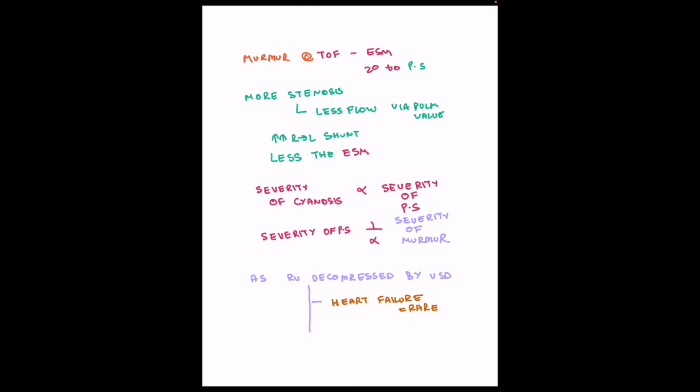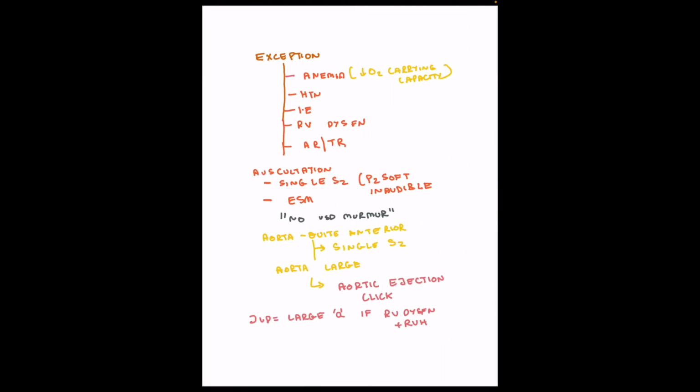Also, heart failure is rare in TOF. If seen, it may be due to anemia, infective endocarditis, right ventricular dysfunction, or aortic or tricuspid regurgitation. On auscultation, there is often a single S2 and P2 is soft or inaudible. The aorta being quite anterior due to overriding also contributes to S2 being single. The ejection systolic murmur will be due to the pulmonary stenosis and there will be no VSD murmur. The aorta being large in TOF can lead to an aortic ejection click being heard on auscultation.